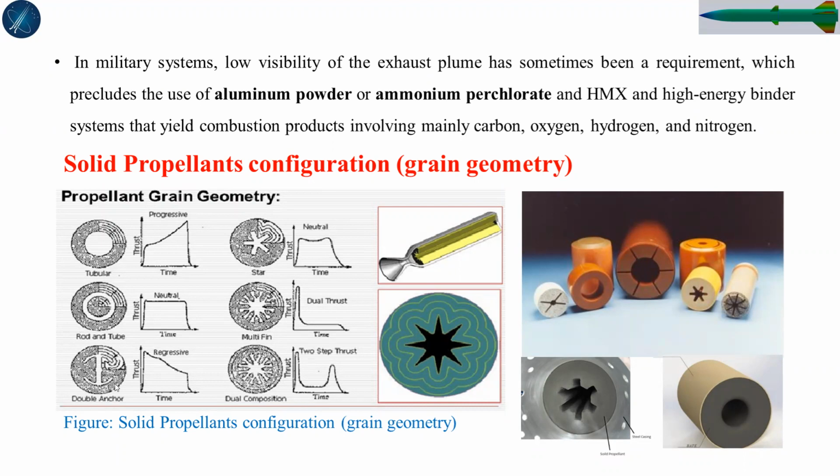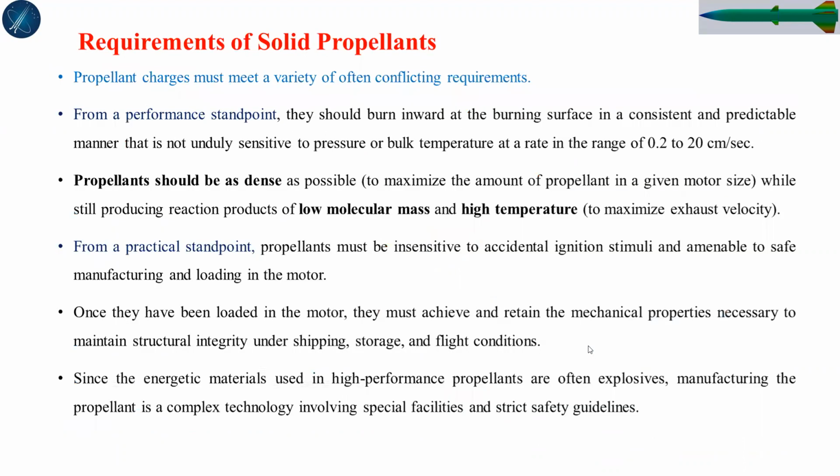So this is various configurations of solid propellant rocket motor grain geometry. Actually, this is just grain geometry. Okay. So requirements of solid propellants. The propellant charge must meet a variety of conflicting requirements. Means some of the propellants are maybe costly, or some of them are inefficient but low cost. So these conflicting requirements are there.